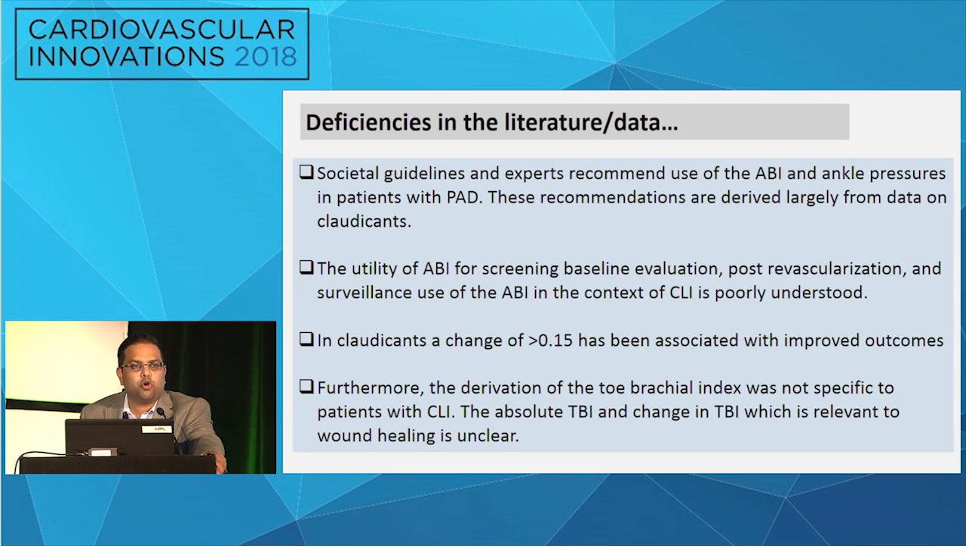And the derivation of the toe brachial index. We hold gospel that 0.7 is some kind of magical number, but if you go back and survey the literature and understand where that 0.7 came from, you'll see that it's not really derived from a CLI population.